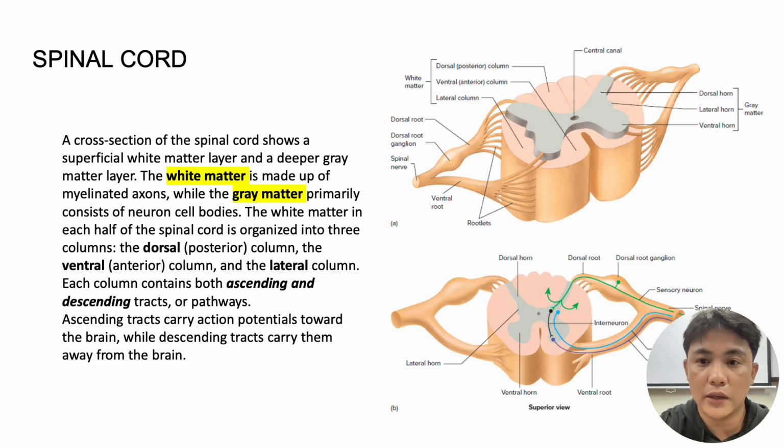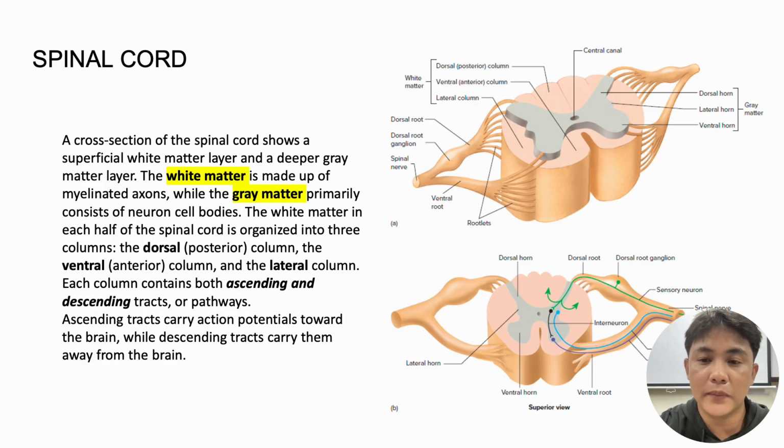A cross-section of the spinal cord is shown in this slide, where the white matter is on the outside and the gray matter is on the inside. The white matter appears lighter because it's made up of myelinated axons. These axons act like communication cables, allowing signals to travel quickly along the spinal cord.